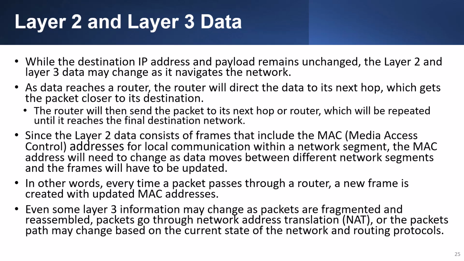Since the Layer 2 data consists of frames that include the MAC addresses for local communications within a network segment, the MAC address will need to change as data moves between different network segments, and the frames will have to be updated. In other words, every time a packet passes through a router, a new frame is created with updated MAC addresses. Even some Layer 3 information may change as packets are fragmented and reassembled, go through network address translation or NAT, or the packet's path may change based on the current state of the network and routing protocols.